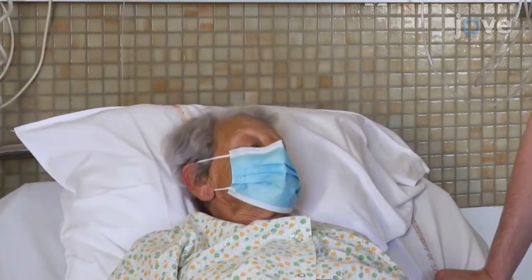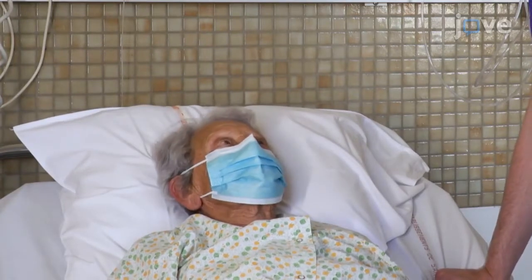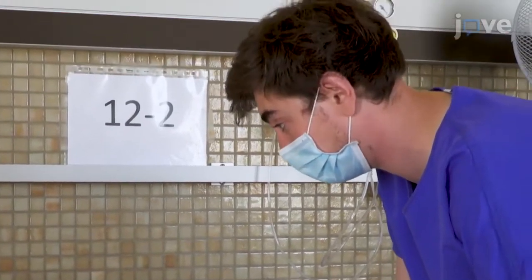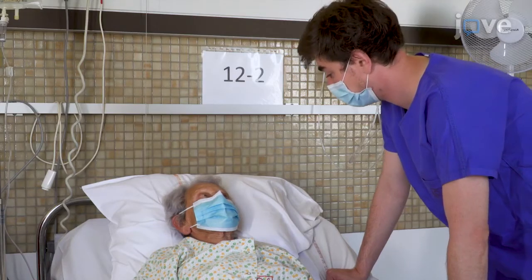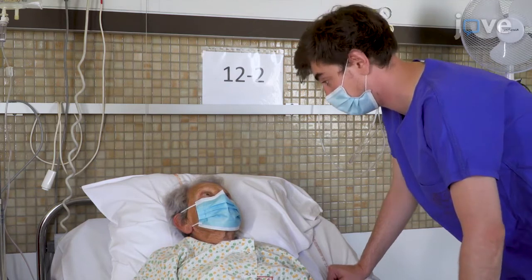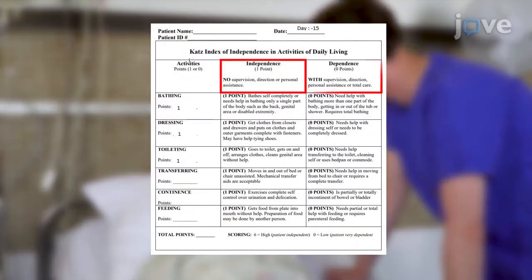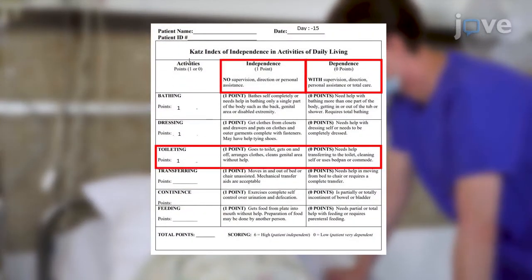Ask patients whether they go to the toilet unassisted at home and whether they can sit down and stand up from the toilet, arrange their clothing as needed, and clean the genital area without help. Then note whether they are independent or dependent in toileting.